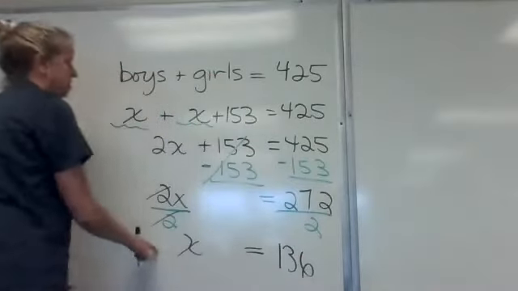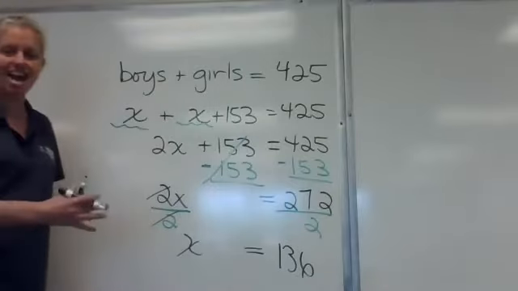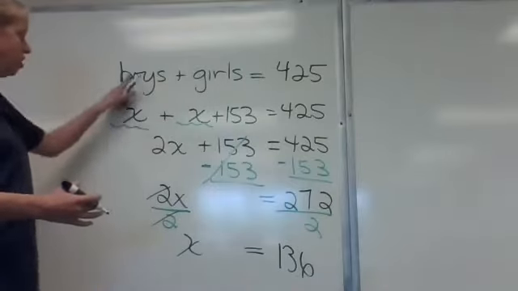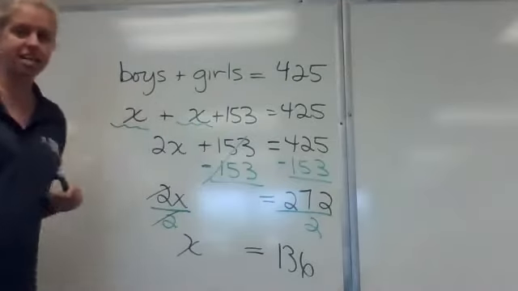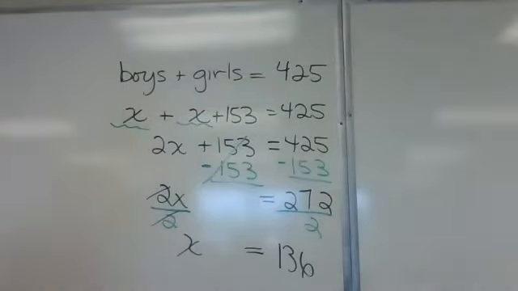So let's see. What does that represent? Who was represented by just the x? The boys were, right? The girls were x plus 153. And it's asking me how many boys are in the class. Well, if the boys are represented by x, that means there's 136 boys in the class, which would have been B on the multiple choice.